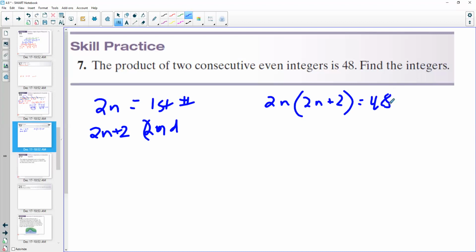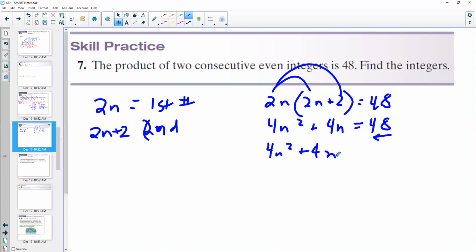Ooh, that's a terrible 8. So how do we do this? We need standard form, right? So we need to distribute. So I get 4n squared plus 4n equals 48. I need the 48 to move left. So I get 4n squared plus 4n, and I'm going to subtract the 48. Minus 48 equals 0. So now I have to factor. Do you see a common term? For sure, I do. I see a 4, right? So I get n squared plus n minus 12 equals 0.